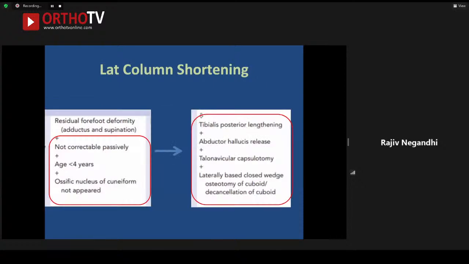So if the deformity is still persistent after the age of 4 years and the deformity is at the forefoot level, then you may want to do a talonavicular capsulotomy on the medial side, abductor hallucis release, tibialis posterior lengthening on the medial side, as well as add a lateral closing wedge osteotomy of the cuboid on the lateral side, so that you can make the foot well corrected.